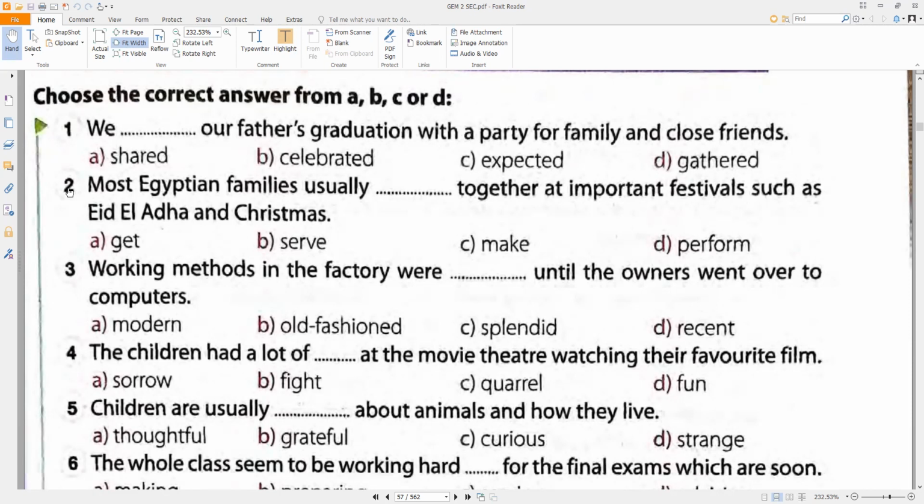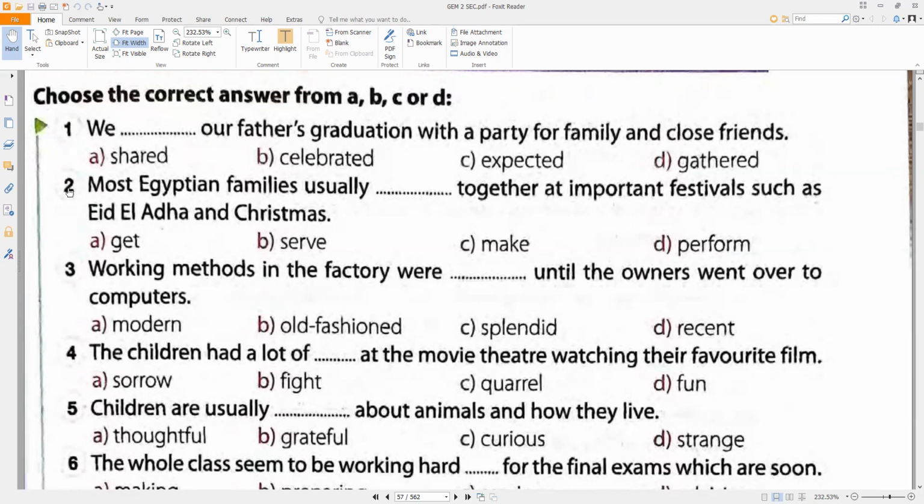Number four: the children had a lot of fun at the movie theater watching their favorite film. They had a lot of sorrow, fight, quarrel, or fun. We are talking about their favorite film. Of course, they had a lot of fun. Yes.